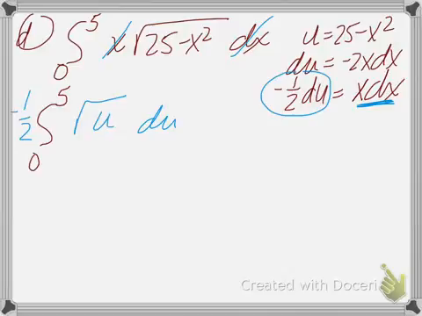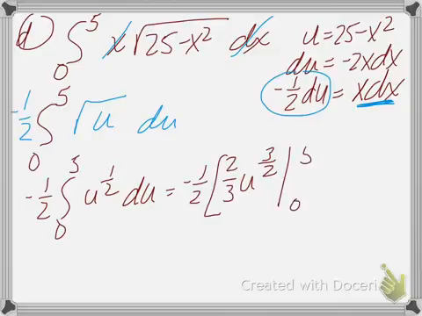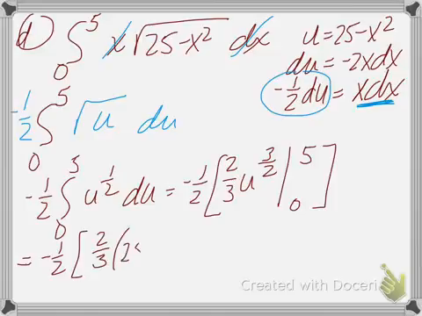So now I can rewrite this as u to the 1/2. And now I can take the antiderivative, which will be u to the 3/2 divided by 3/2, which is the same thing as 2/3, as it goes from 0 to 5. And now we have to replace that u. And u is really 25 minus x squared, as it goes from 0 to 5.